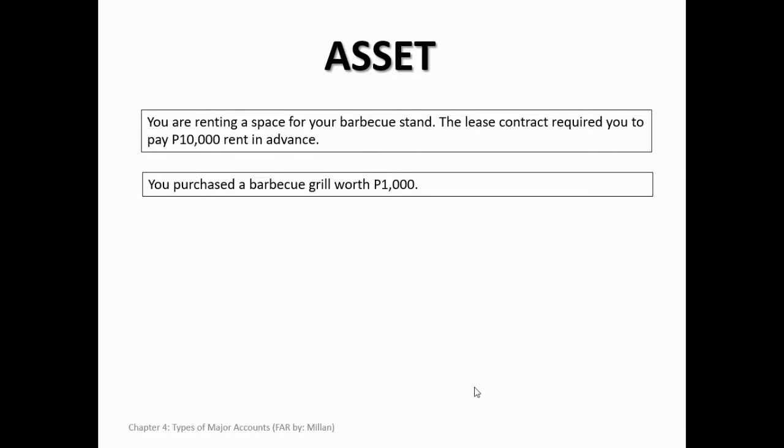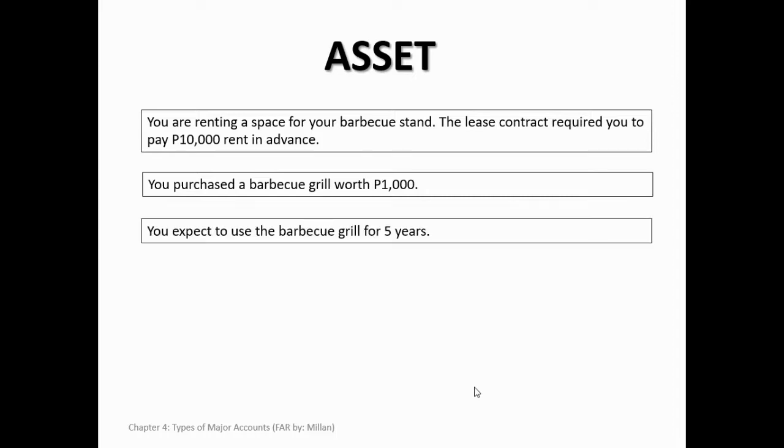Next, you purchase a barbecue grill worth 1,000 pesos. So the barbecue grill is an asset recorded as equipment. You expect to use the barbecue grill for 5 years. So the cost of the barbecue grill will be allocated over the 5-year period that you will be using it. The amount allocated each year is called the depreciation expense.